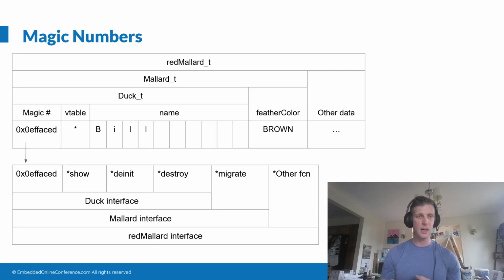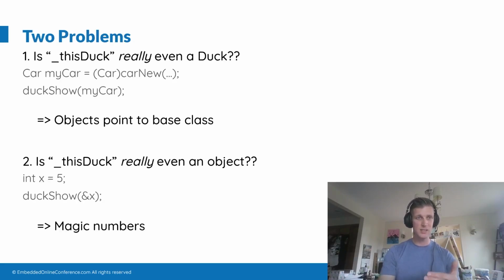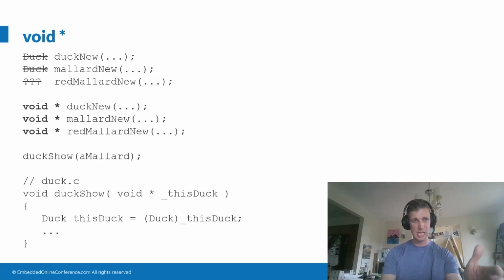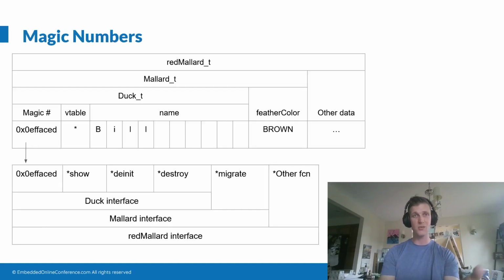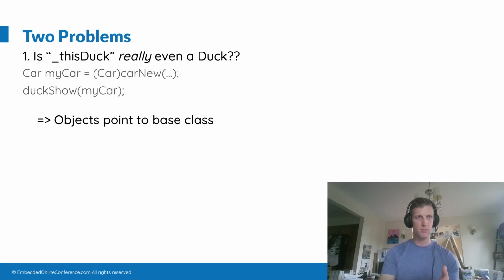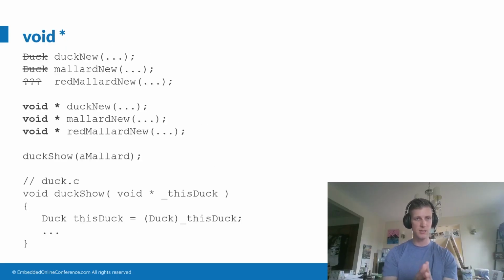indistinguishable. And so what we're going to use this for in these functions is to make sure that the void pointer that's coming in is a valid object. The first thing we're going to do is check, is it pointing to this number effaced? The chances of it pointing to that number, if it's not an object, are exceedingly small. And once we can confirm that, then we have to somehow figure out whether some object, in this case, this duck pointer, actually inherits from duck at all.